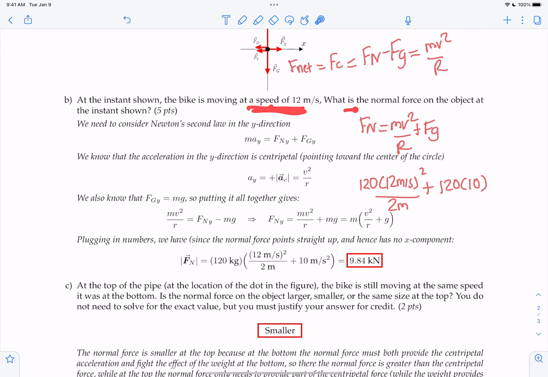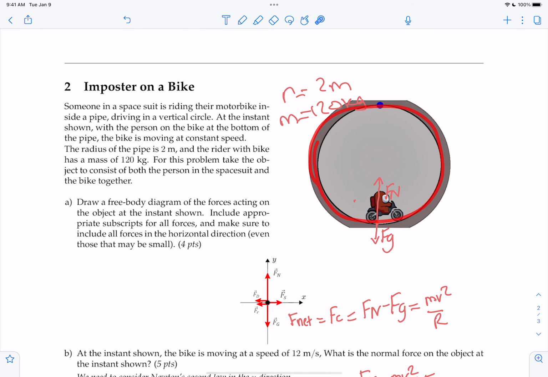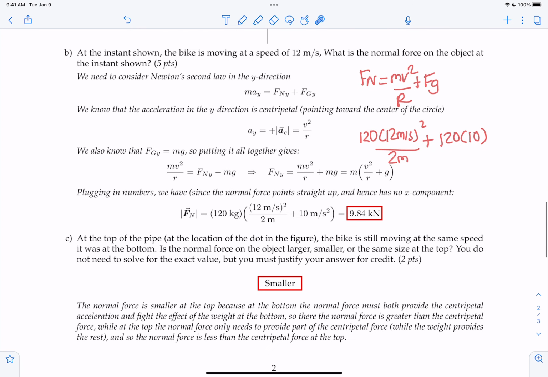Okay, you think about speed and forces. Well, how do speed and forces relate? Well, since we have a centripetal or circular motion, then there must be a centripetal acceleration. Centripetal acceleration is dependent on speed. If there's a centripetal acceleration, there's a centripetal force. What components make up that centripetal force? Fn and Fg, right? And so then I can relate those two forces to my centripetal force, and therefore my centripetal acceleration, and therefore my speed. So that's how you'd go about doing B.